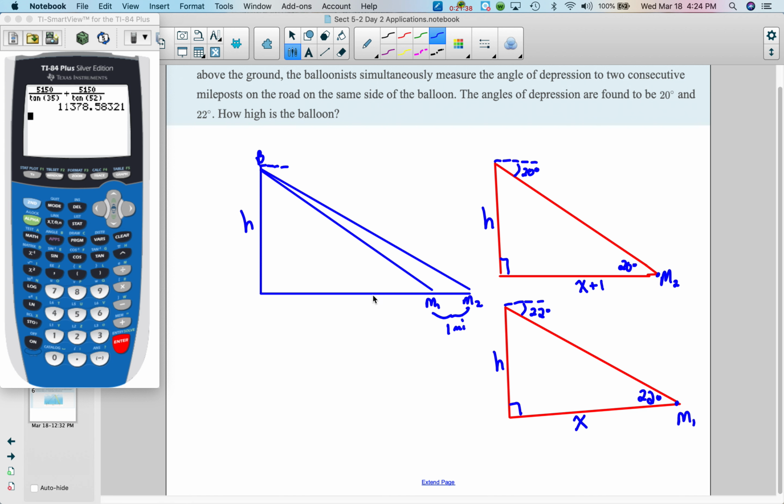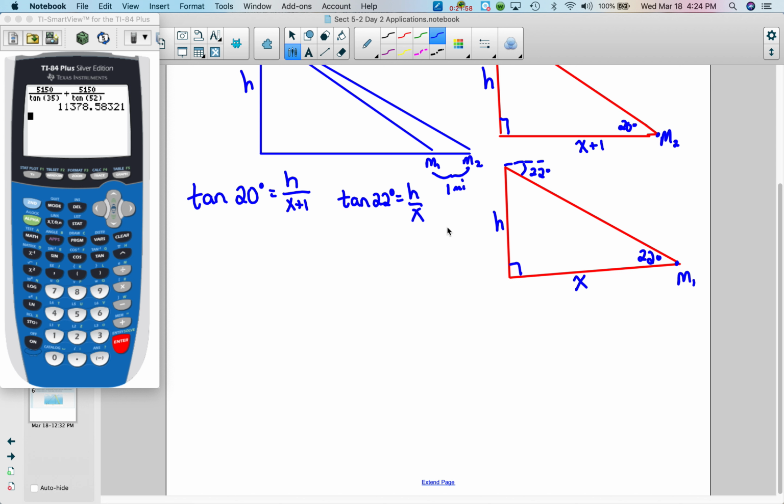So what do we have? I'm going to be using tangent again. So tangent 20 degrees equals opposite over adjacent. And for my other one, I have tangent 22 degrees equals opposite over adjacent. So here are my two equations to work with. Remember, we are solving for h.